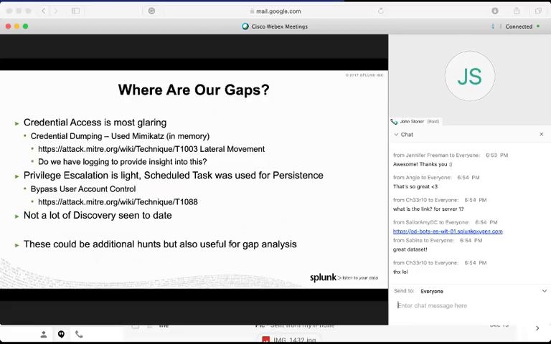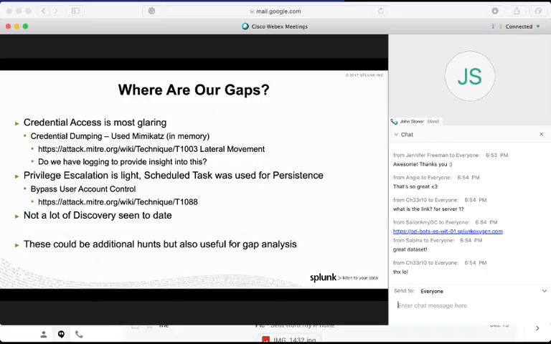My privilege escalation is a little bit light. I do have the scheduled task that was used for persistence. As a side note, we bypassed user account control, which is another technique. But again, if that was happening in memory, that would be something I might be blind to, at least in the current data sets I have access to. And I didn't see a lot of discovery to date, but that's not to say that it didn't happen. It may just be over the horizon where I can't see.